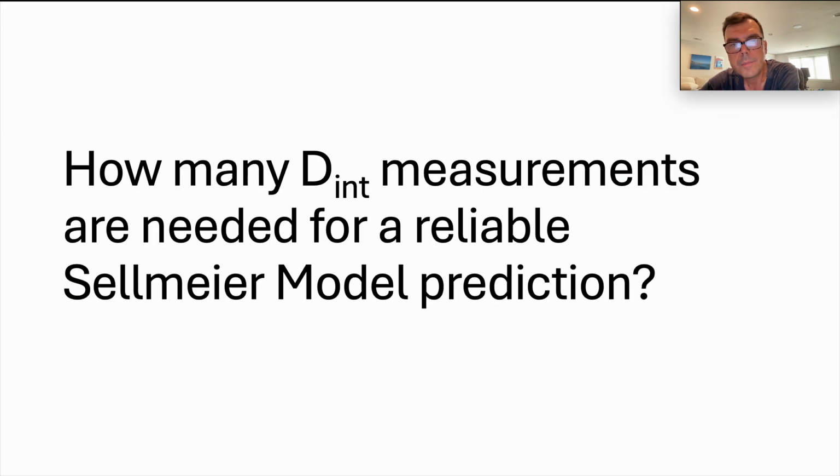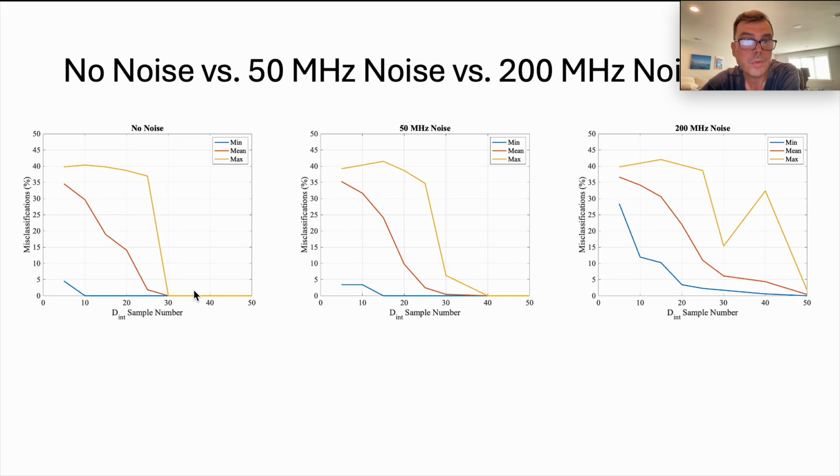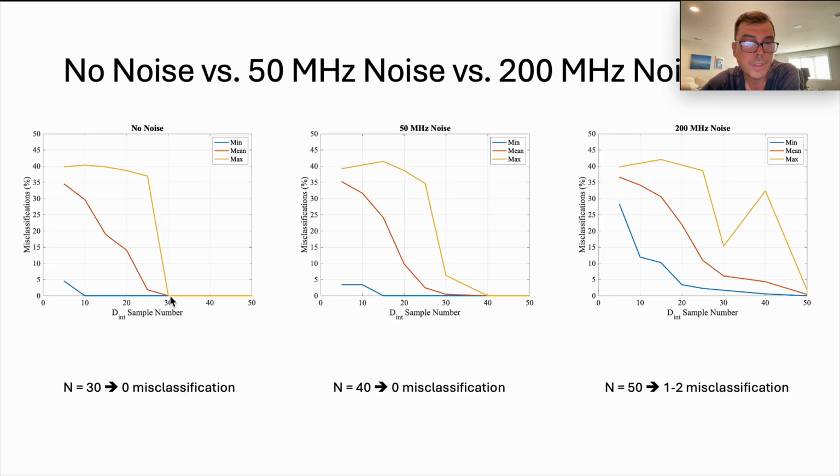Then I did the same thing for the Sellmeier model prediction, changing the number of samples in 3 different groups from the spectrum. And what we see here is that for the no noise case, if we have 30 measurements in each region or higher, we have 100% accuracy for the model prediction. For the 50 megahertz case, we need 40 samples, and with the 200 megahertz noise case, we need something slightly more than 50 in each region.